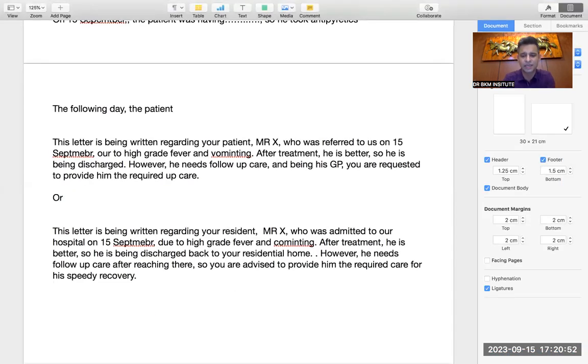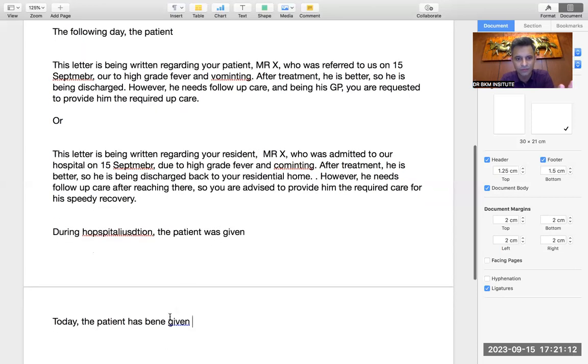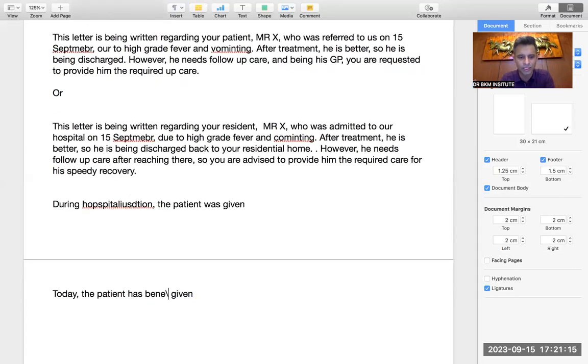Whenever any work is done by us, that is a passive voice. Like in during hospitalization, the patient was given physiotherapy. Was plus third form is a passive voice. If it is a today visit, you write today the patient has been given physiotherapy. So this is the only grammar of English: was given, has been given. That is by the hospital, by us. Or if it is in the past, you say the patient was given.